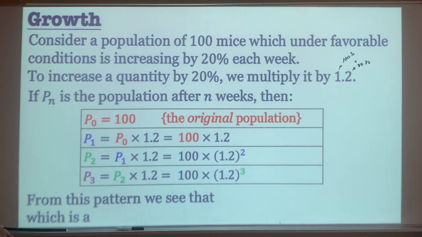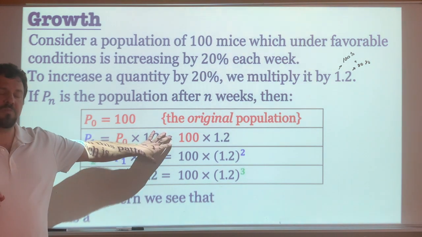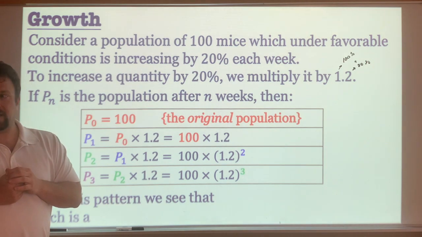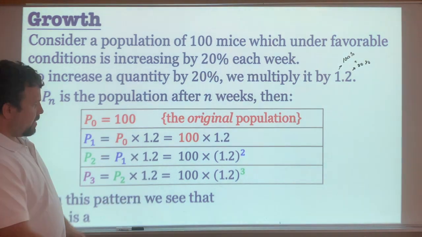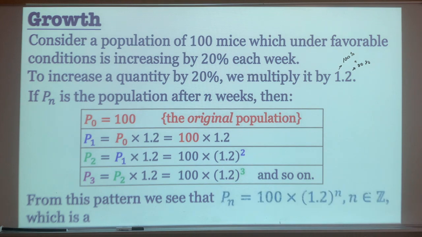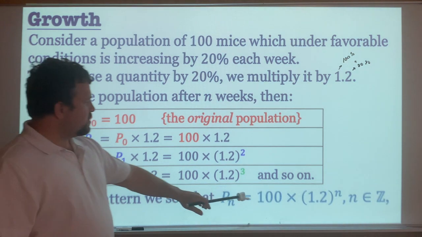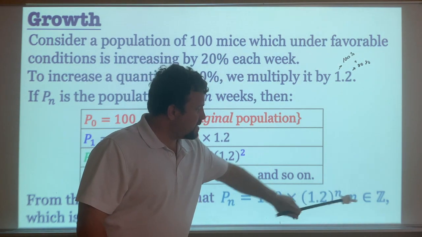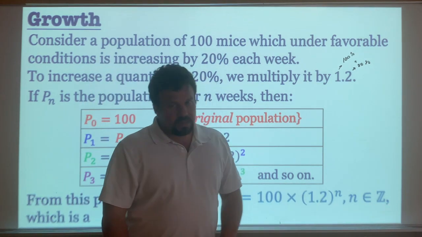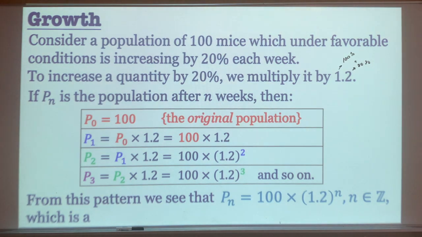So what do you think? P subscript n, n being any number, how would you find that out? Say I want to do 15 weeks. How can I find that out? P subscript n equals 100 times 1.2 to the 15th power. So pretty much P subscript n equals 100, your initial amount, times whatever you're increasing by, 20% every time, to the n, where n is the number of weeks. And n is the set of what? All natural numbers. All right? Okay, and that is called a geometric sequence. If you ever took precalculus, it's very big in precalculus.